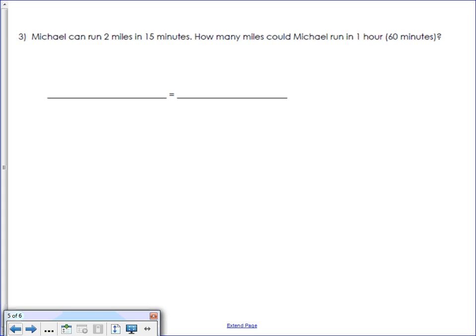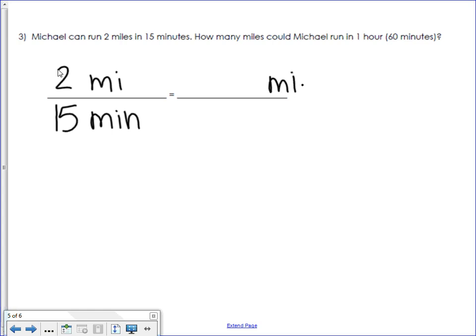Number 3 says, Michael can run 2 miles in 15 minutes. How many miles could Michael run in 1 hour? So we have 2 miles for 15 minutes. I'm going to go ahead and write my labels on the other side. So we want to know how many miles Michael could run in 1 hour or 60 minutes. I can't put 1 hour because my units that I'm using are minutes, so I need to put 60 minutes.